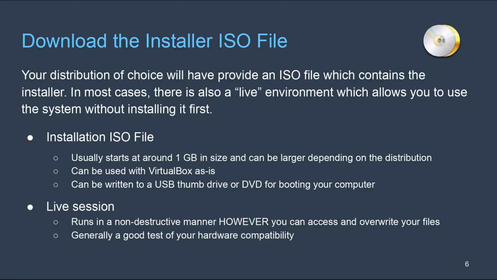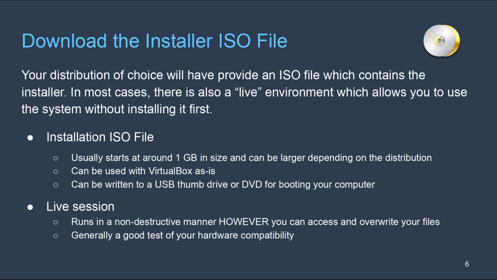So once you've decided what to download, you would go to the distribution's homepage and find their download link. What they're going to provide to you is an ISO file, which contains the installer. And in most cases, it also has a live environment, which lets you boot to that ISO file and run it without installing it. So it's essentially just running right from that file instead of needing to be written to the disk with an installer and then running it.